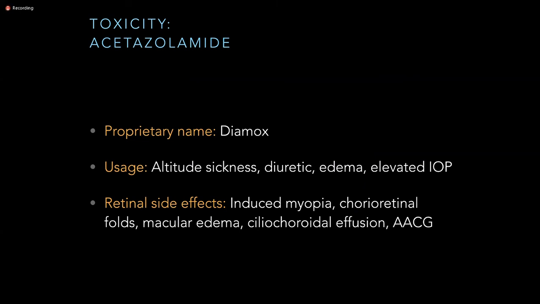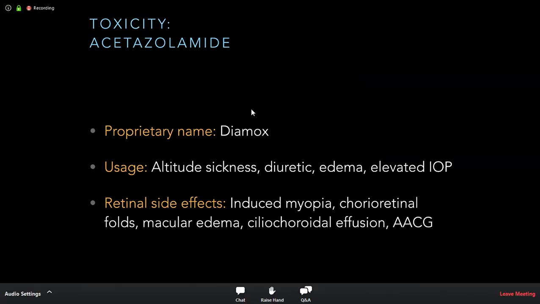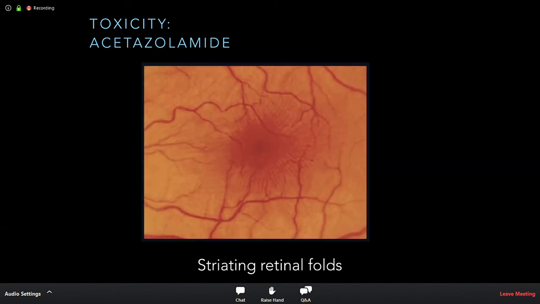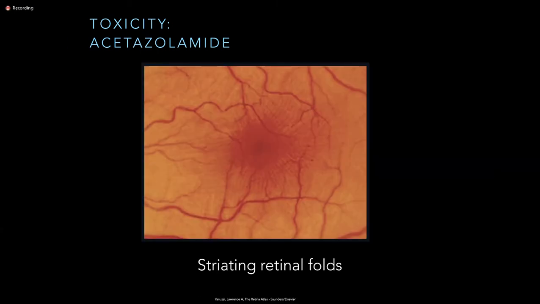Diamox or acetazolamide is a fairly commonly used medication. It's used as a diuretic for edema, elevated IOP, of course, we all know that, but also for altitude sickness. And in it, we worry about the induction of myopia, chorioretinal folds, macular edema, ciliochoroidal effusion, and possibly even acute angle closure glaucoma. So here's a picture of a patient. These are the retinal folds you can see in a patient on Diamox.